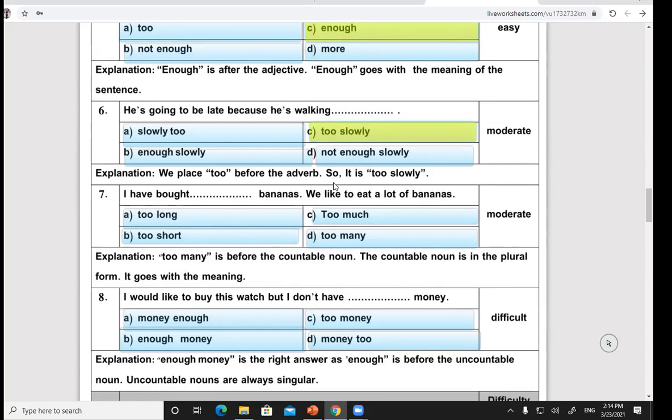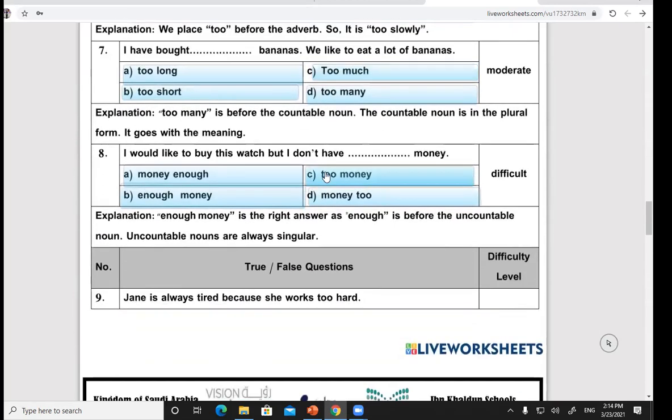He is going to be late because he is walking too slowly. Okay, wait a minute. Please speak in English. Everyone can speak now. Too slowly.